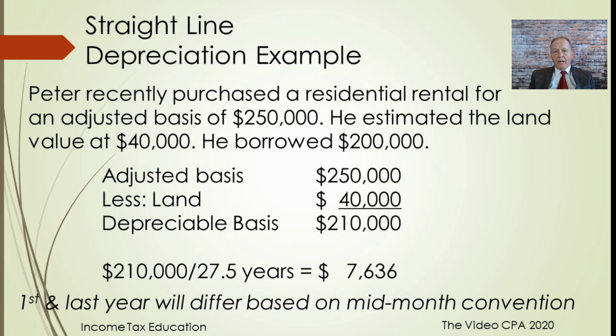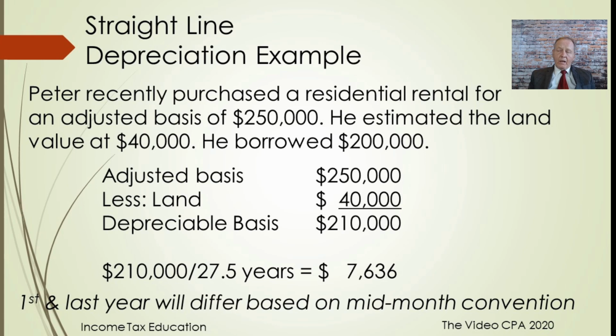So in calculating depreciation, you're going to take the $210,000 divided by your useful life on residential property, which is 27.5 years. That's defined by the IRS. And it comes up with $7,636 per year. You're going to use that in every year, except for the first year and the last year. In those years, you're going to have to adjust a little bit for the depreciation convention. In this case, it would be the mid-month convention.